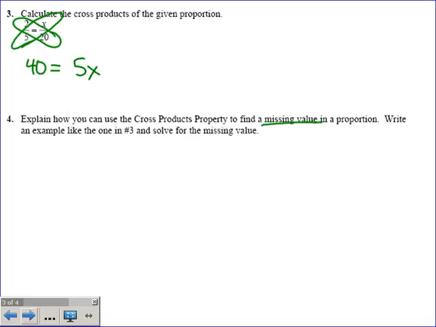letting you know you can use the cross products property to find the missing value.